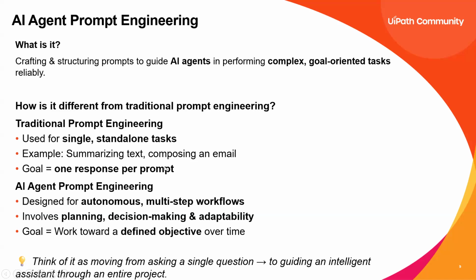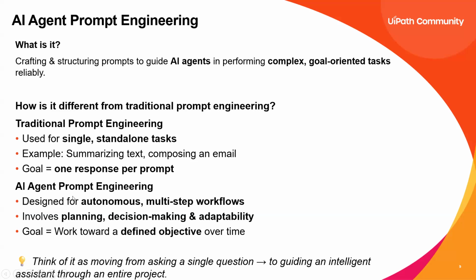So how is it different from traditional prompt engineering? For traditional, as I mentioned, you'll use single and standalone tasks. Let's say you give a huge text and just tell it to summarize the text, but you don't mention how your output needs to look. You directly give the text and ask it to summarize. Another example is you ask it to compose an email, and these will be one response per prompt. You ask the LLM to summarize the text, it gives you the response, and that's the end of one flow. In the next flow, you need to start again. So that's traditional prompt engineering.